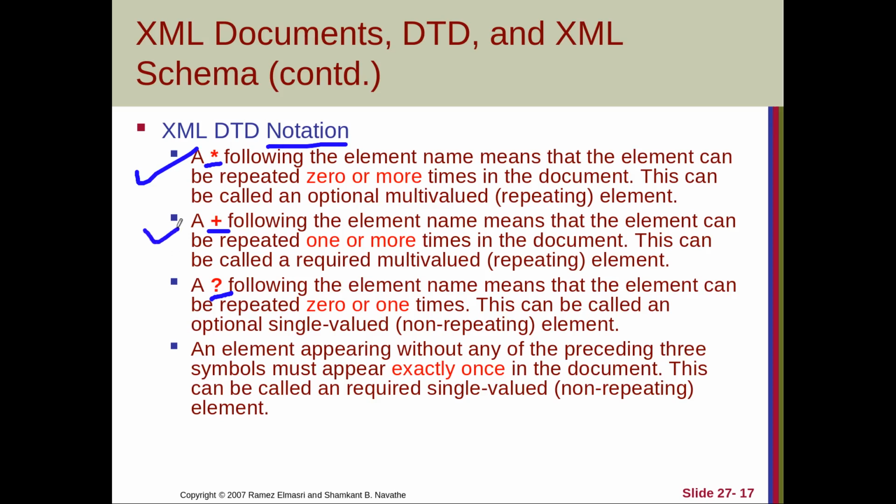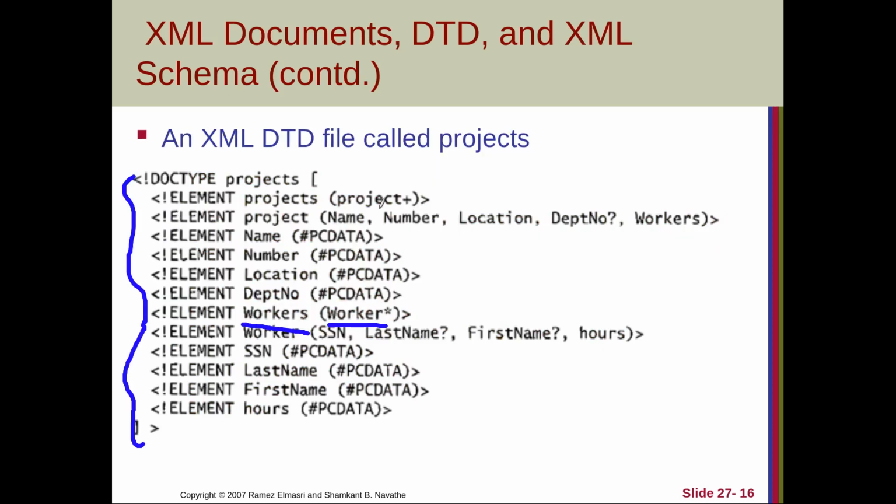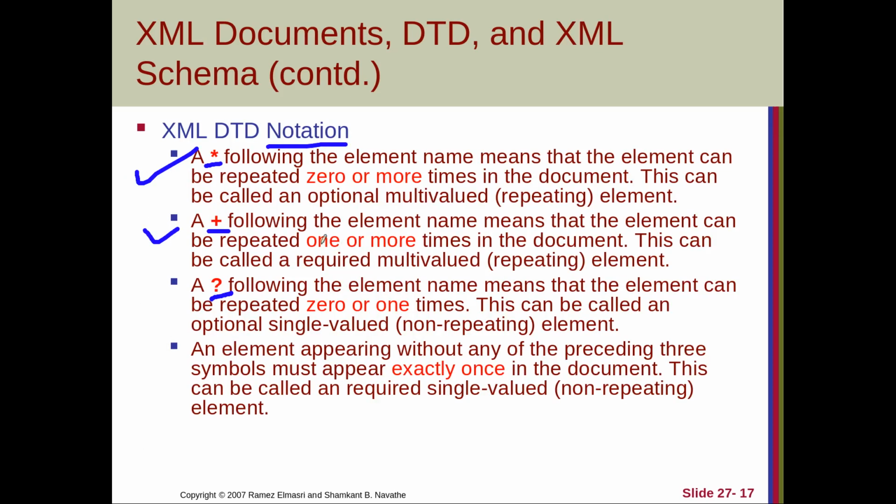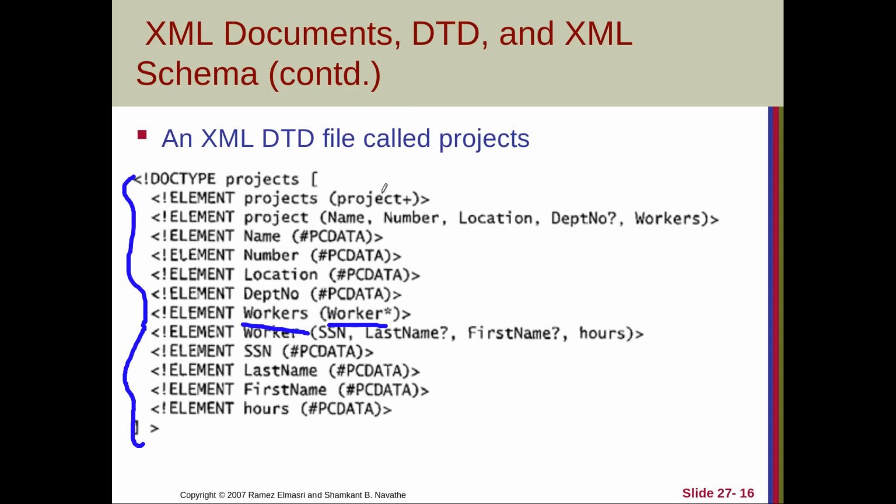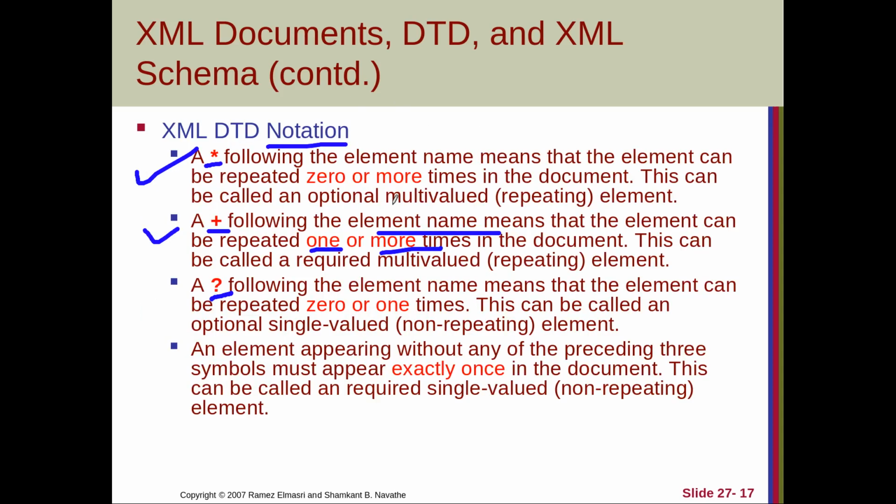Now the next one is plus. Projects, project plus. What is the meaning of this plus? A plus following the element name means that the element can be repeated 1 or more times. So this project can be repeated either 1 time or more times. So we should have at least one or more. In the previous case, star means we can avoid it, we can have 0 also. But if we have the element name followed by plus, the element can be repeated 1 or more times in the document. So the condition is very strict.